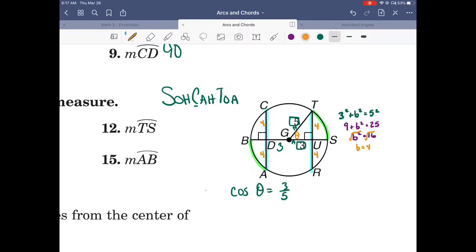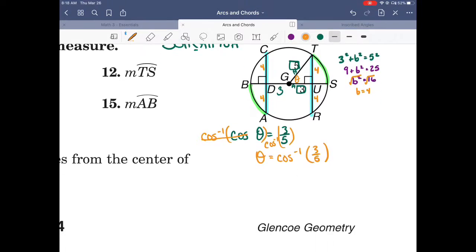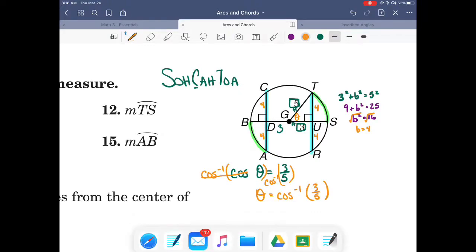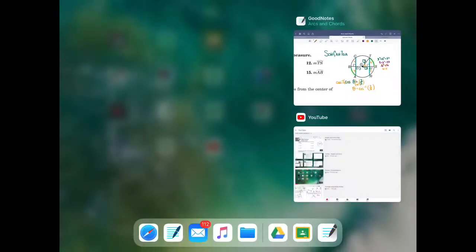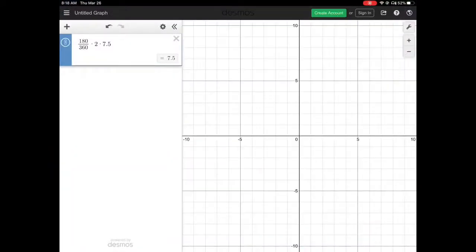To get rid of cosine, I take the cosine inverse of both sides, because that's what cancels out cosine. So theta is going to equal the cosine inverse of 3/5. In order to figure that value out, I need to go to my calculator on Desmos. See if I have Desmos pulled up. I don't again. One of these days I'm going to have my stuff together.